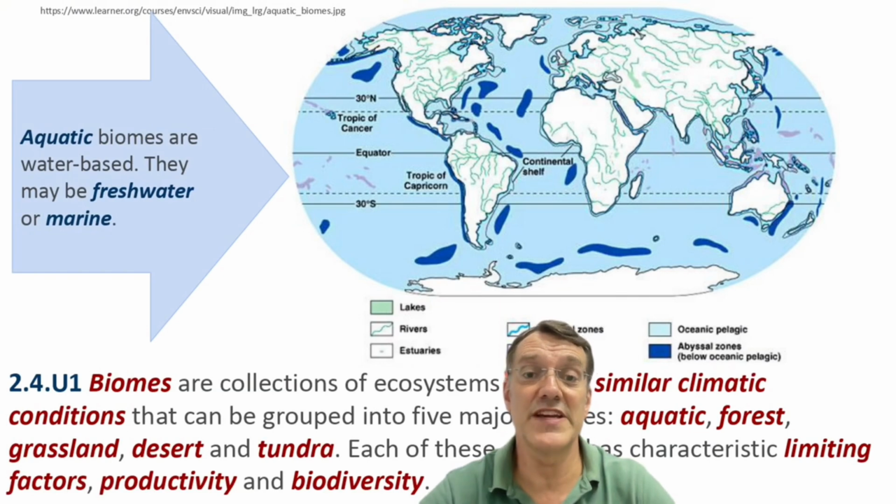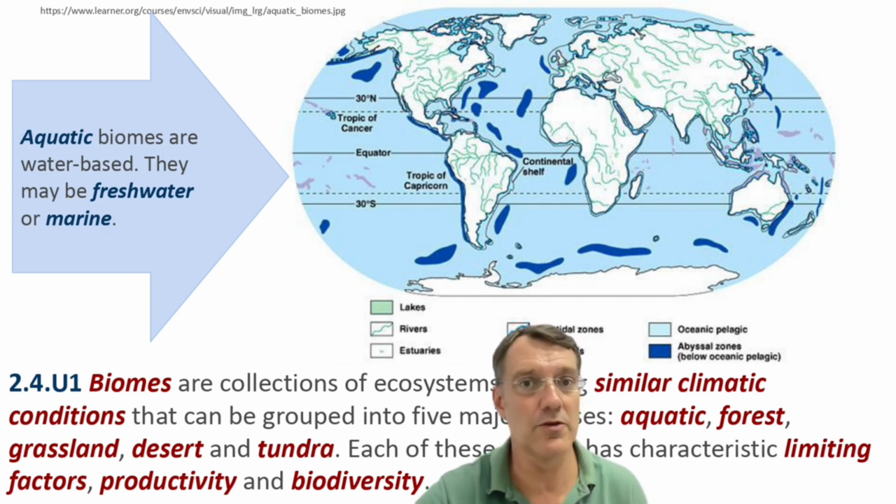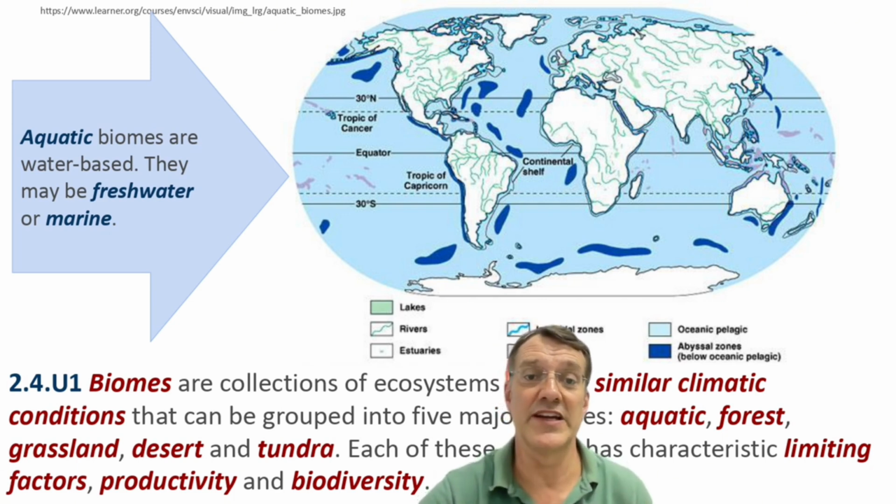Biomes are collections of ecosystems that share similar climatic conditions and can be grouped into 5 major classes: aquatic, forest, grassland, desert, and tundra. Aquatic biomes are water-based, and they include both freshwater and marine ecosystems. Each biome class has characteristic limiting factors that constrain or limit growth, and they have different levels of productivity, and different levels of biodiversity.